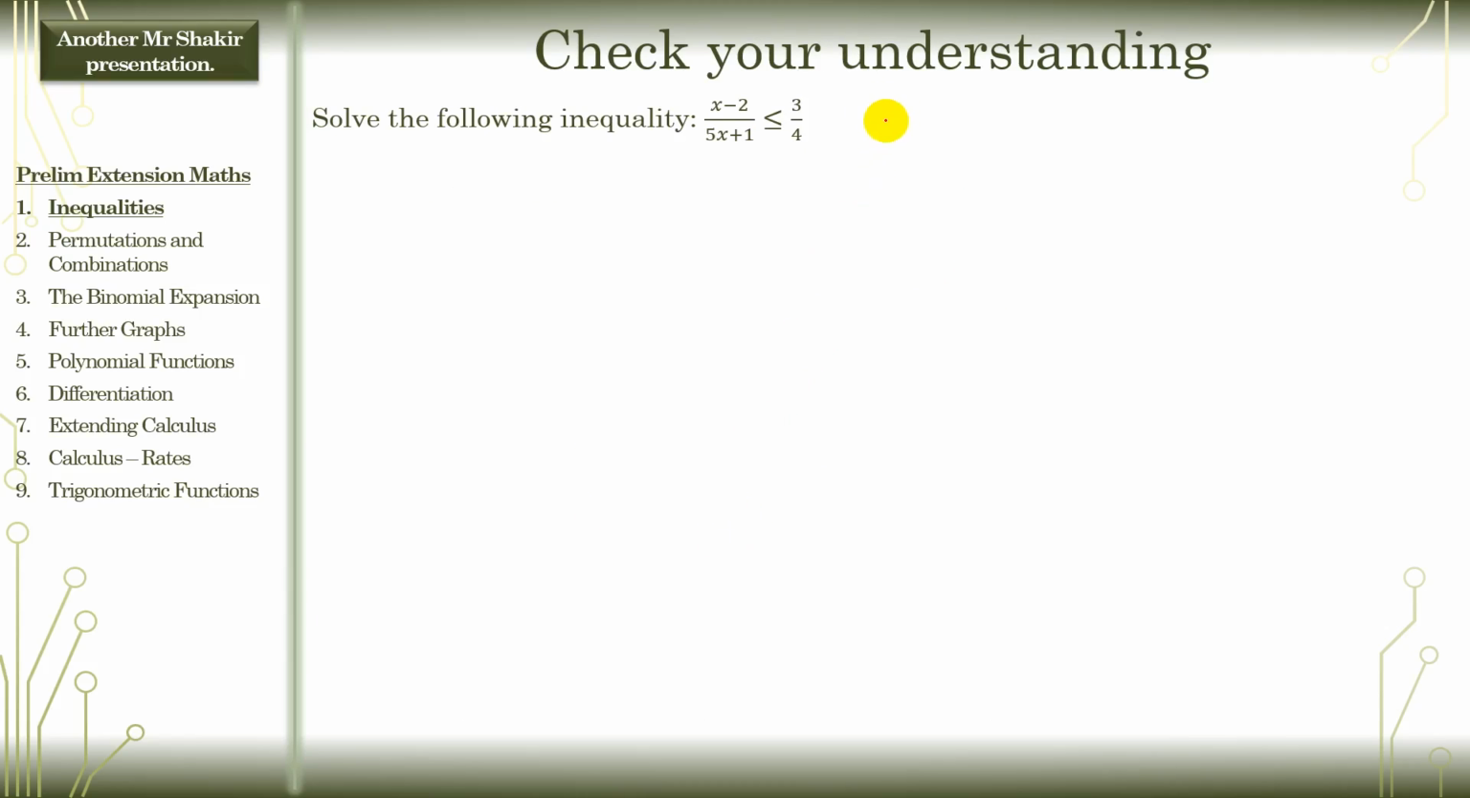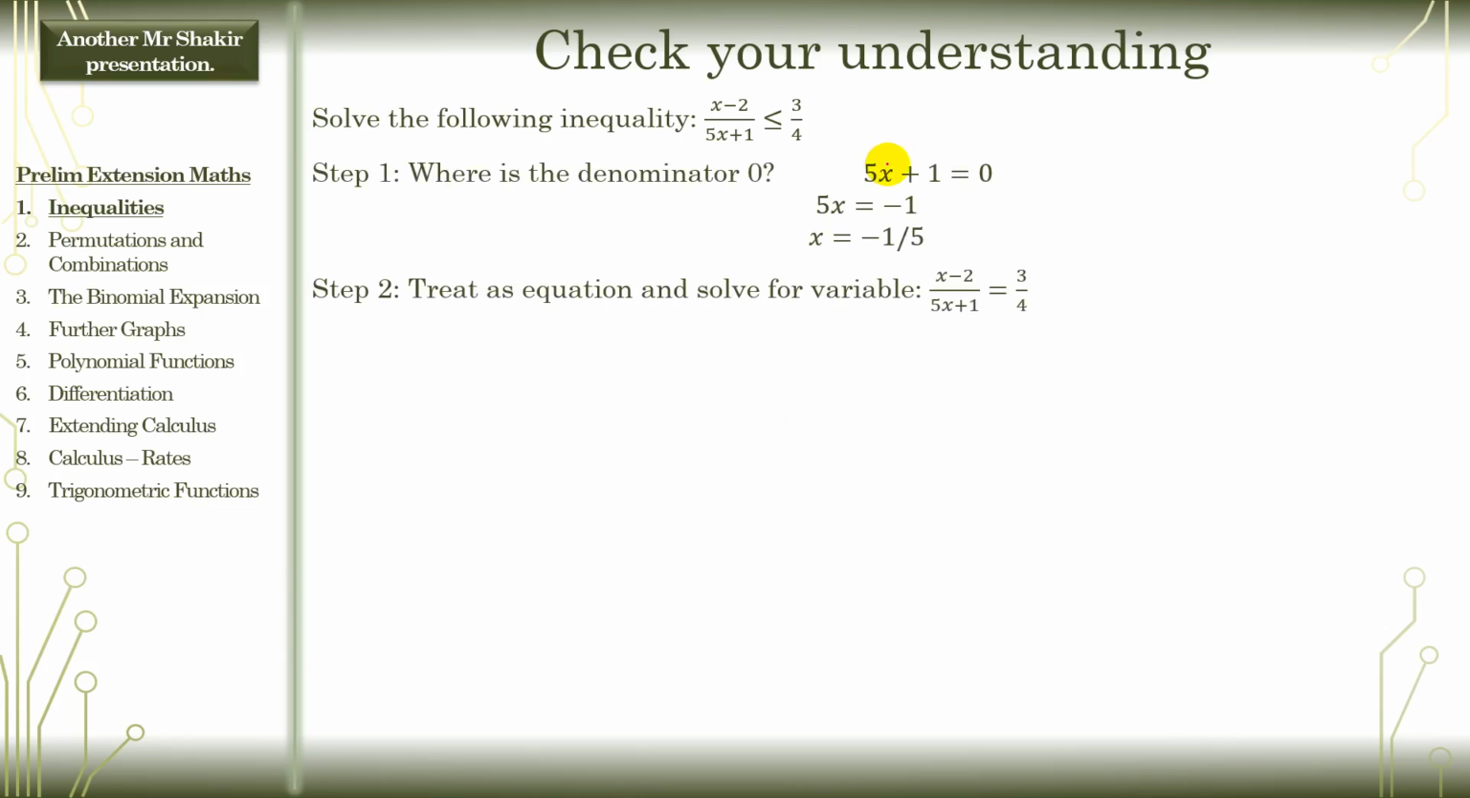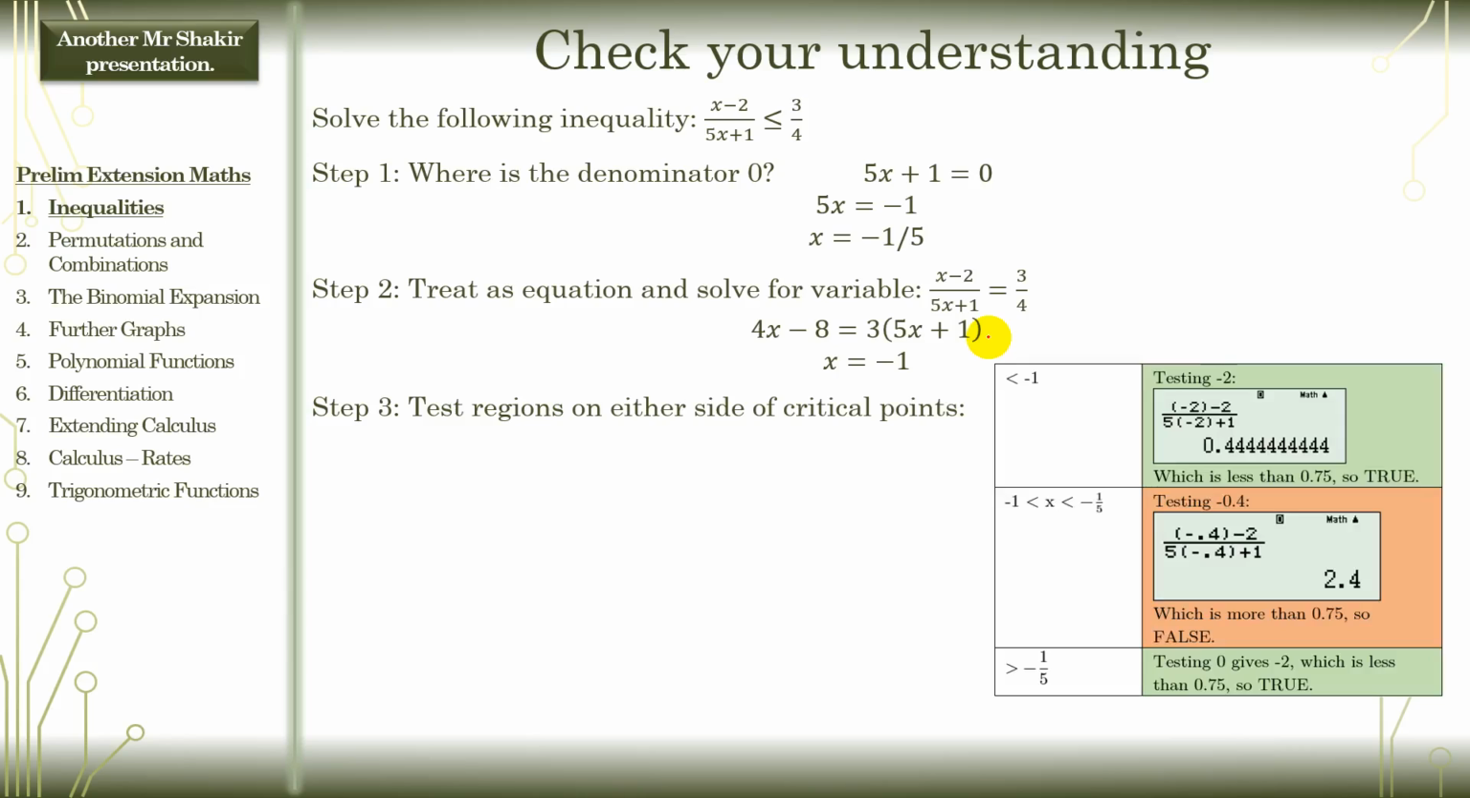Alright, so check your understanding, pause the video, see how you go. Alright, I'm assuming you've given it a go. Where's the denominator equal to 0? Treat it as an equation and solve for the variable. Just algebra, x is equal to -1. Now we test each region.